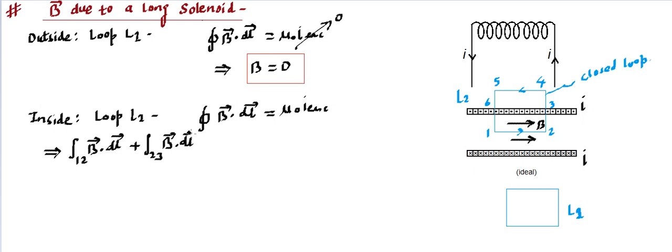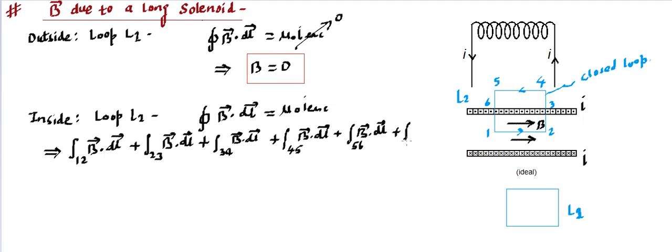Then we can use this next one, which is from 3 to 4 segment, and in this we can perform this B dot dl. Similarly we can keep on moving, and the next would be 4 to 5, and in this 4 to 5 we need to perform this B dot dl, and the next segment is going to be integration 5 to 6 and we can perform this B dot dl, and then we can go for the last one, which is integration 6 to 1 B dot dl.